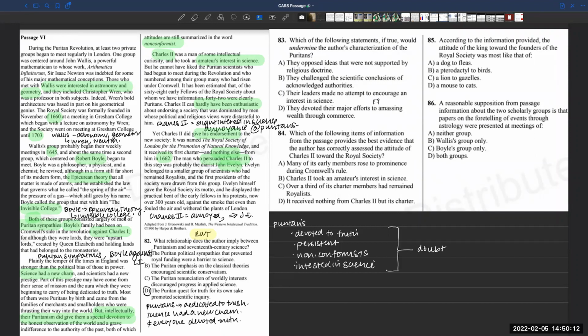C, their leaders made no attempt to encourage an interest in science. So keep in mind, are we focused on the leaders of Puritans, all Puritans? Are we just focused on the leaders? Or are we focused more on truth-seeking behavior? A versus C, which one? So the behaviors of their leaders, did we focus on the behaviors of Boyle and Wallace? Or did we say, when we talked about Puritans, if you go to this paragraph, what did we say about Puritans? We said that they're devoted to the truth. So does that make sense as to why C is not as good?